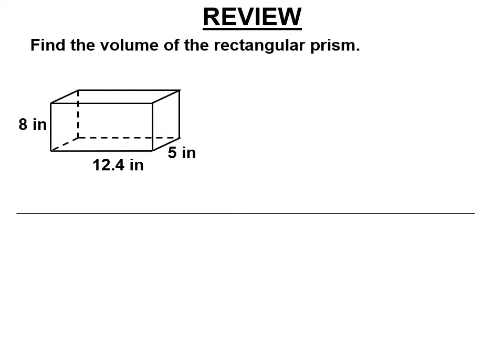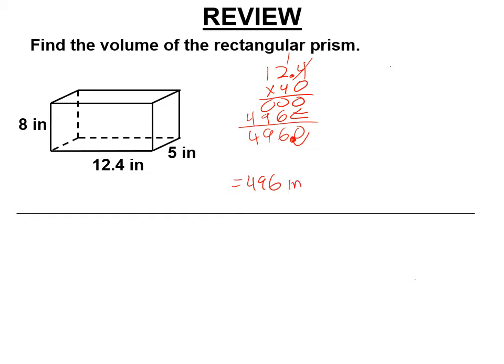Here, length times width times height in any order. I'm going to do 8 times 5 is 40, since I can do that in my head. Then we have 12.4 times 40. I get a row of zeros. Then I step over. 4 times 4 is 16. I don't need to cross that out. 4 times 2 is 8 plus 1 is 9. 4 times 1 is 4. And is that right? I feel like I made a mistake, but no. Okay, so we have one decimal, and it's 496 cubic inches.